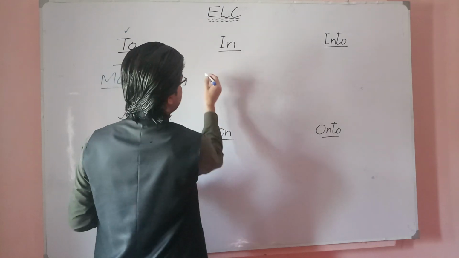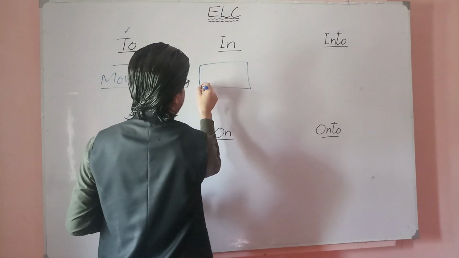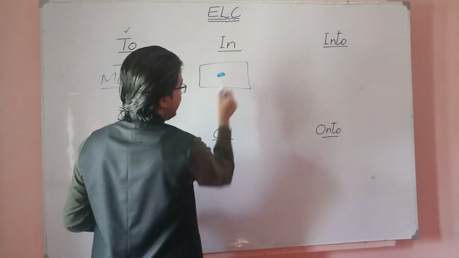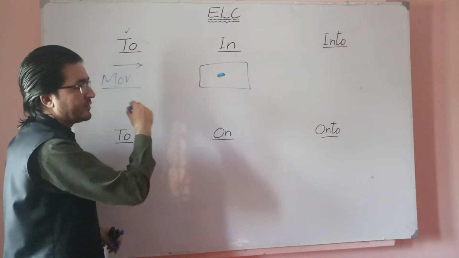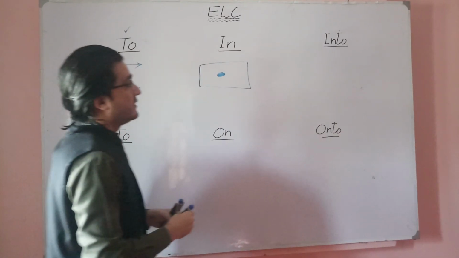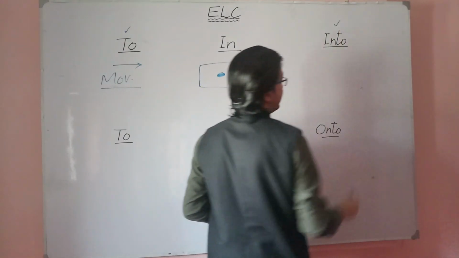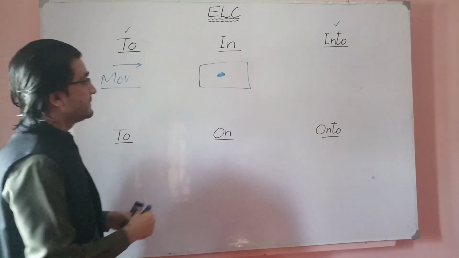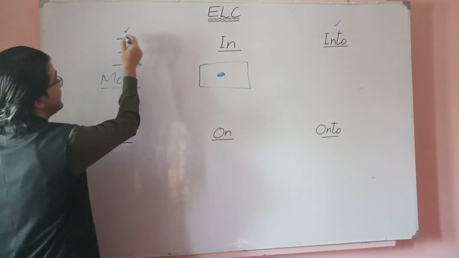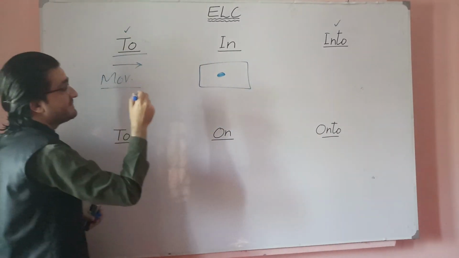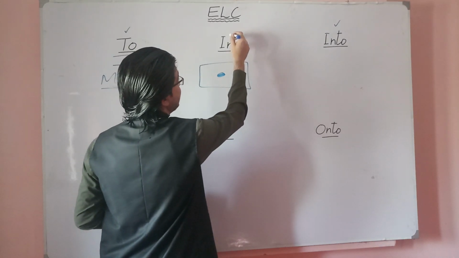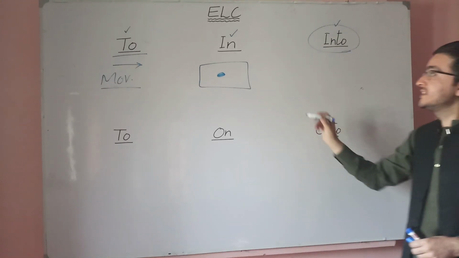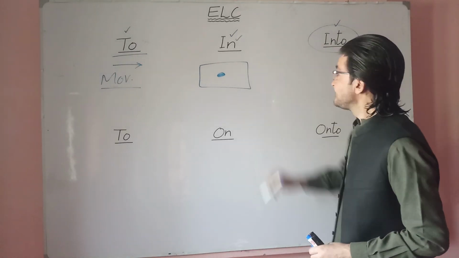Now, when we talk about in, it means that there is some place and there is something inside it, right? That is covered from all the four dimensions. And now come to the most complicated of the three, and that is into. Into means something that is in the form of movement, and once the movement is completed, we are going to use the preposition in.